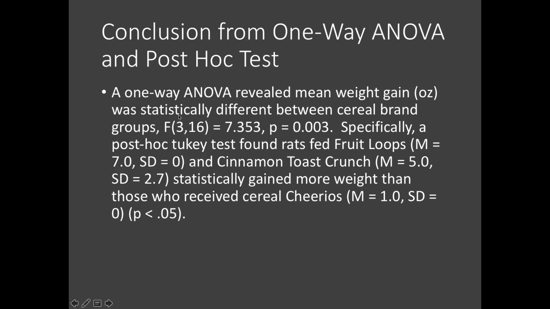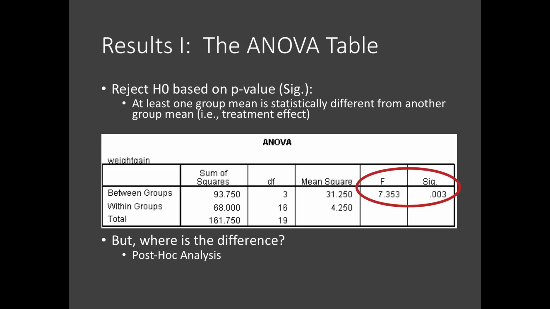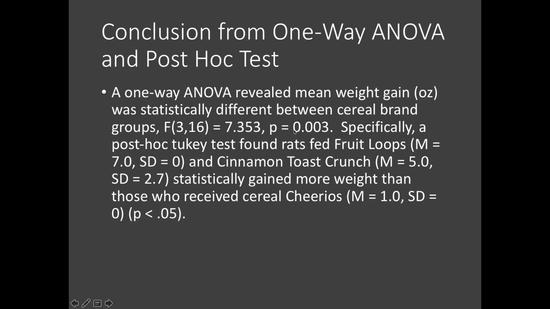The F, and then in parentheses are those two degrees of freedom values. The top one was 3, so it goes first, and the bottom one was 16, so that comes second. And then our F value was 7.353. And then we put our P value, which was 0.003, or you can put P is less than 0.05. Either of those is fine.